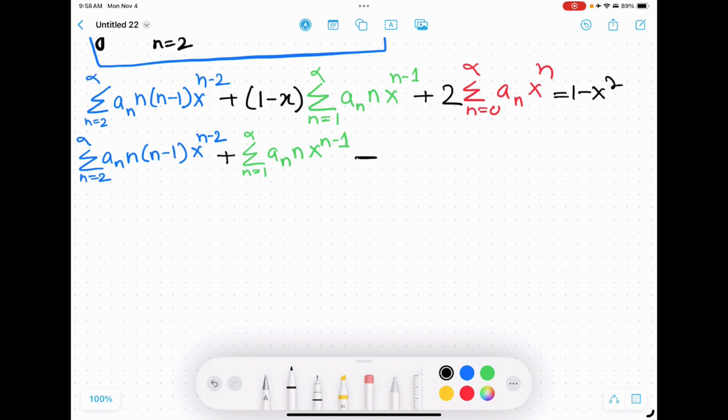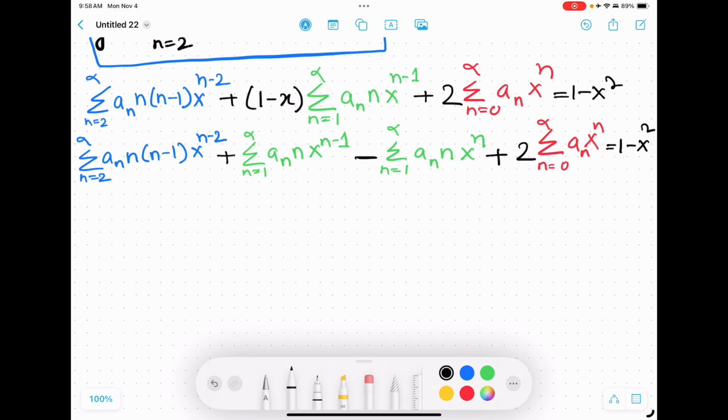And now x gets multiplied with my second power series. And I can see that there's already x in my power series and there's an x outside my power series. And when I'm multiplying them, since they have the same base, that means their exponents add up. And if I add up the exponents for both x's, I have summation n equal to 1 to infinity a sub n times x to the power n. And then my plus 2, and just repeating my first power series, equals 1 minus x squared.